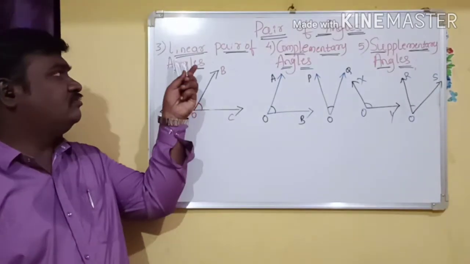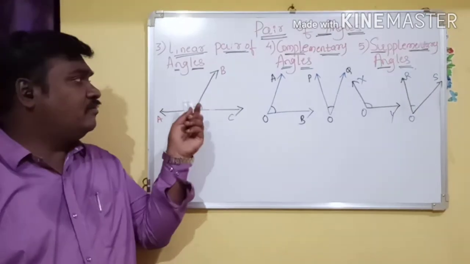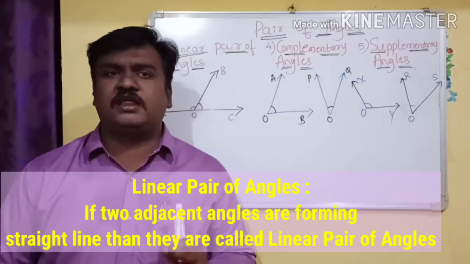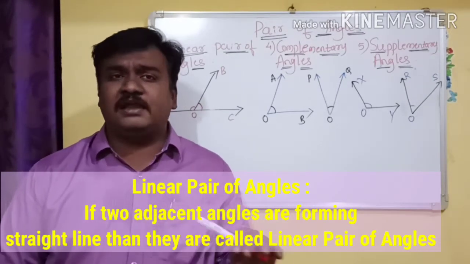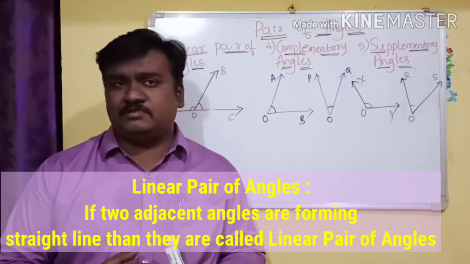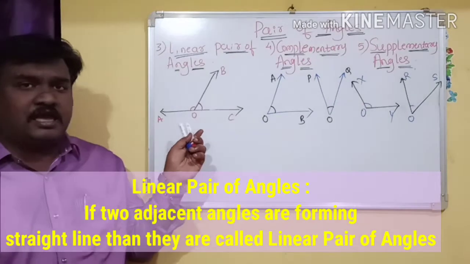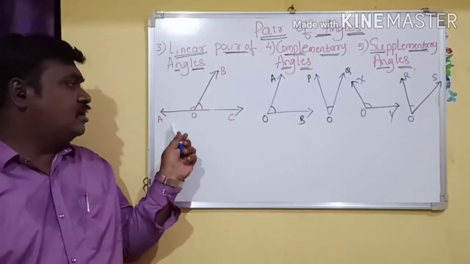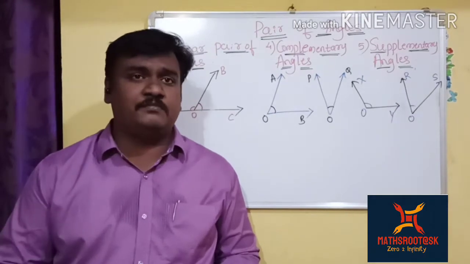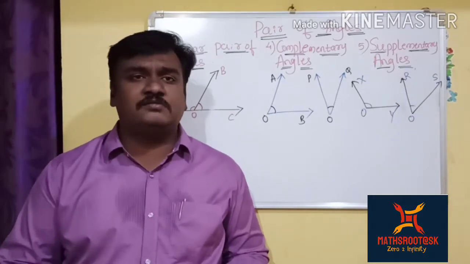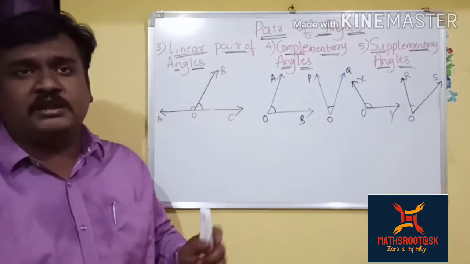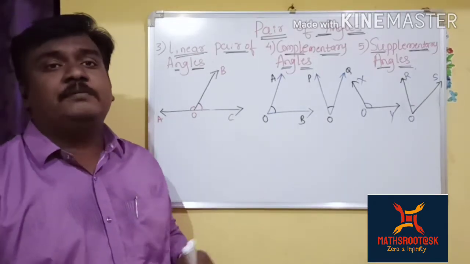Now here in this linear pair of angles, the third one is linear pair of angle. A linear pair of angles is nothing but two adjacent angles forming a straight line. Linear is nothing but a straight line. If two adjacent angles, as you have already seen in the second part, AOB and BOC, these are two adjacent angles forming a straight line. A straight line is nothing but 180 degrees. If these pair are forming 180 degrees, then we call it a linear pair of angles.